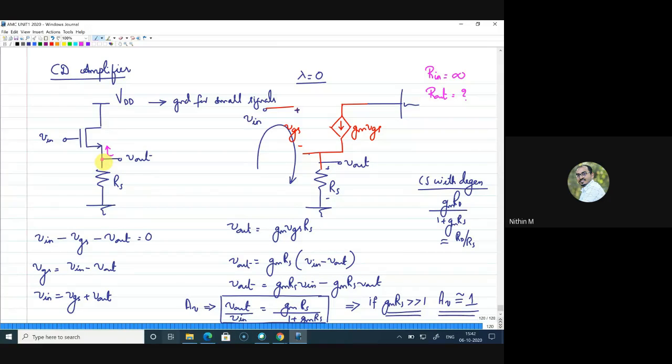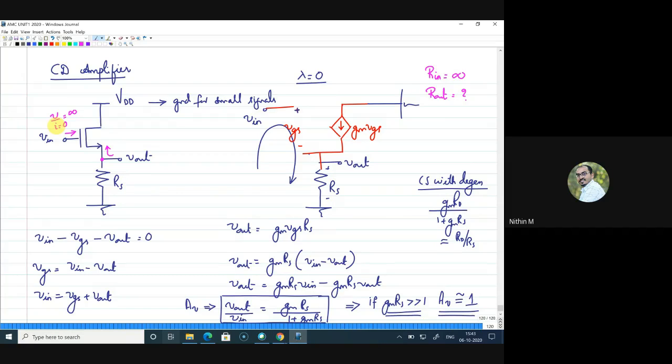Yes, Praveen. Sir, why is Rin equal to infinity, sir? Okay, where am I connecting the input? Input is connected to the gate, right? So there is no gate current. So when you find V by I here, it will be equal to infinity because of zero current. Okay, sir.